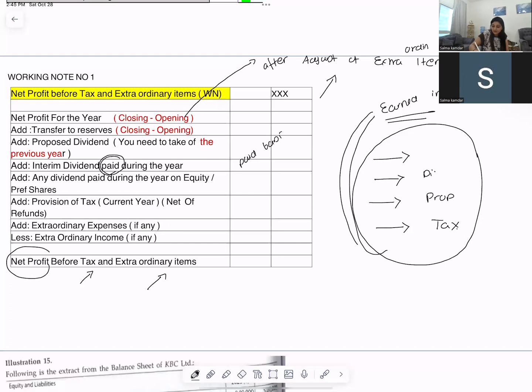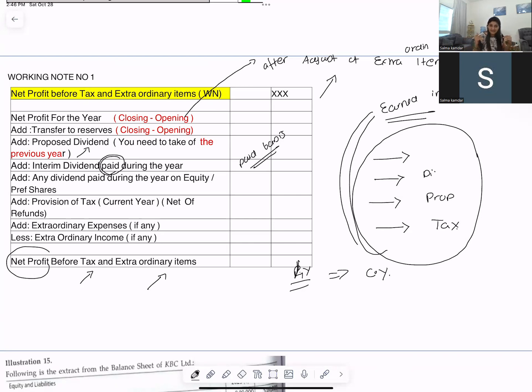Because you use the profits to pay the dividend. So your extraordinary items are the dividends that you have used, that you have given, and you will add back only the dividend that is paid. So the proposed dividend of last year, the dividend that you proposed last year, is going to be paid in the current year. That is why when you add back, you will add back the proposed dividend of the last year, add interim dividend, add any other dividend that you have paid.